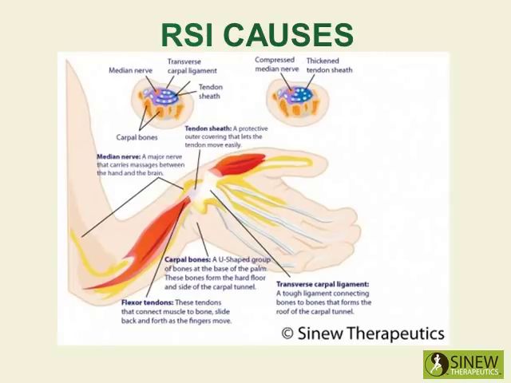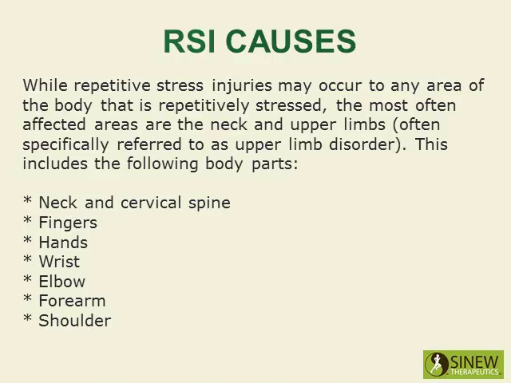A repetitive strain injury, or RSI, is the result of any repetitive process that physically stresses the various body parts of the human anatomy. The most often affected structures are muscles, tendons, and nerves. While repetitive stress injuries may occur to any area of the body that is repetitively stressed, the most often affected areas are the neck and upper limbs, often specifically referred to as upper limb disorder. This includes the following body parts: neck and cervical spine, fingers, hands, wrist, elbow, forearm, and shoulder.